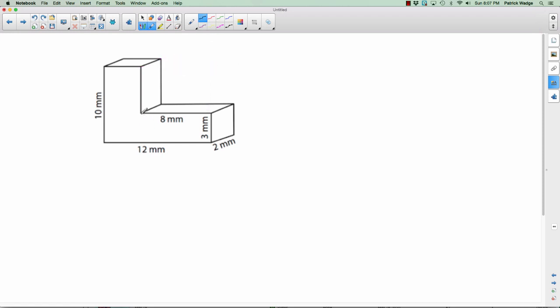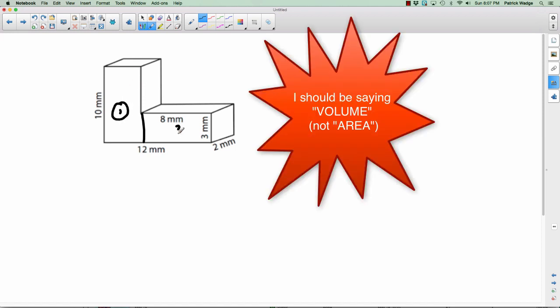You could either cut this shape straight down like this, get the area of this first part, get the area of the second part, and add them together, just like we did before. Or you could cut it here, get the area of the first part, the area of the second part, and add them together. I think what I'm going to do is cut it this way. I'm not sure it's the best, but let's just do it. So here's my 1, here's my 2.